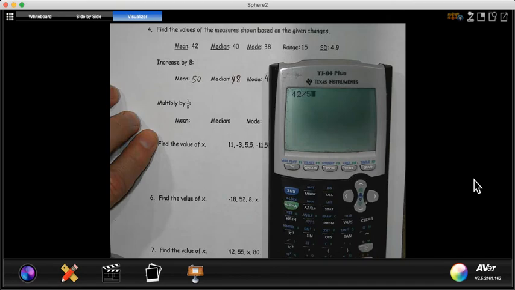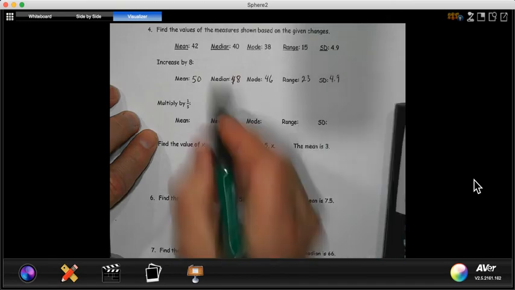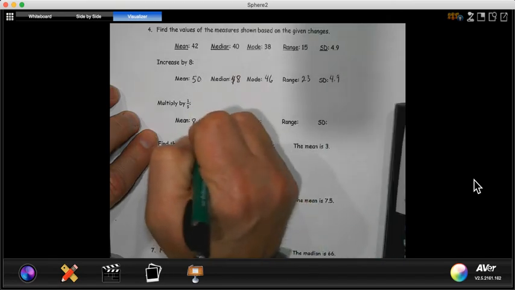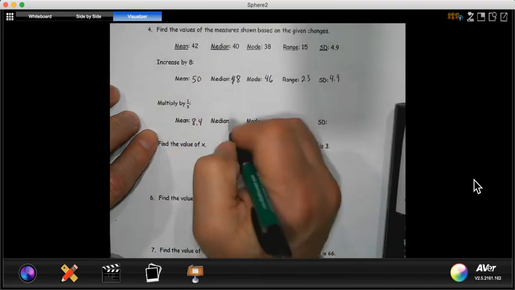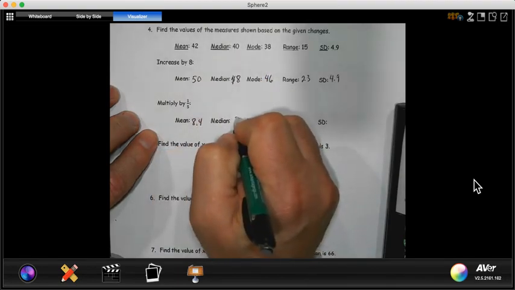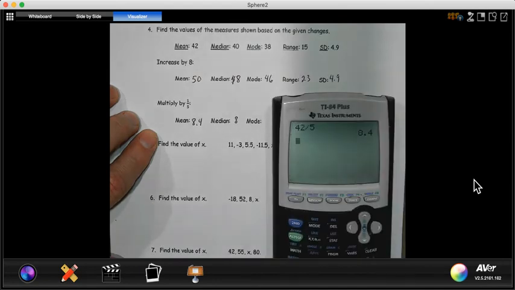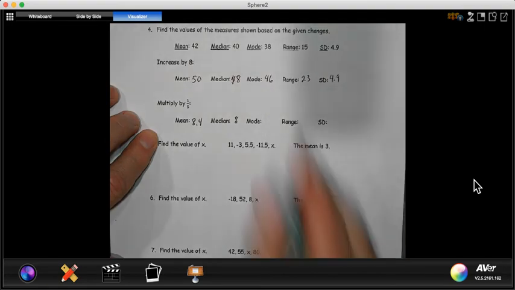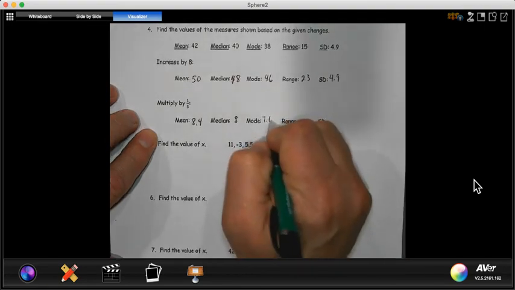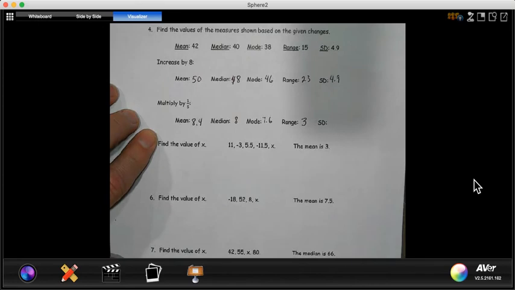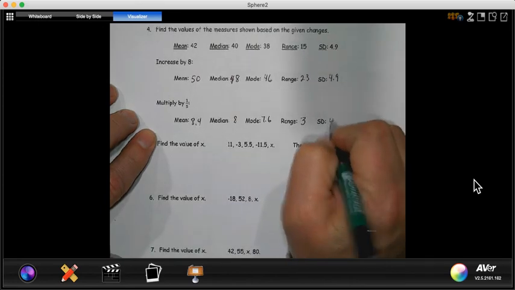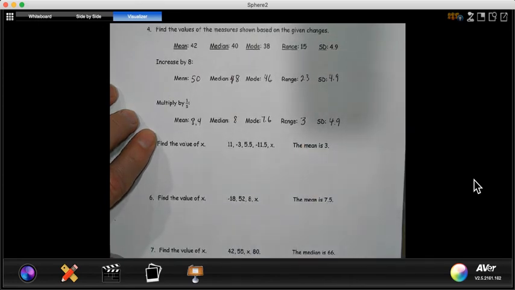42 divided by 5, 8.4. The median is 8. The mode, 38 divided by 5, 7.6. The range is now 3, and the standard deviation doesn't change, 4.9, because the data is spread out the same. Okay?